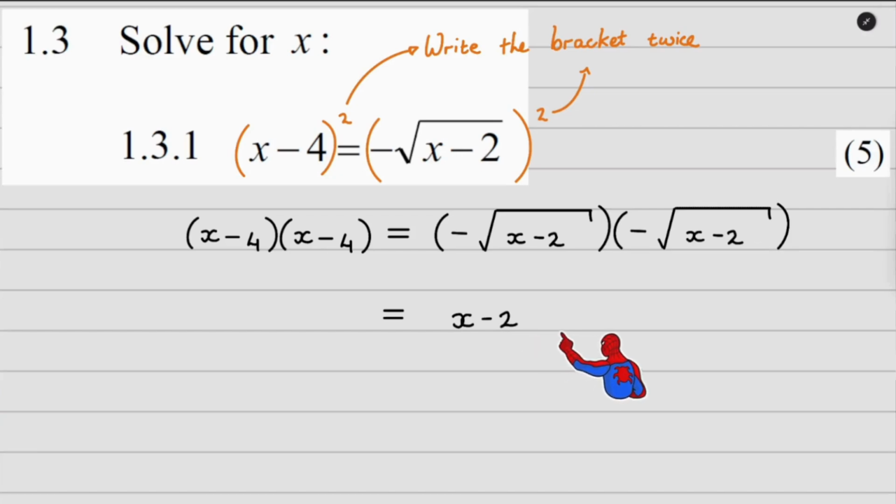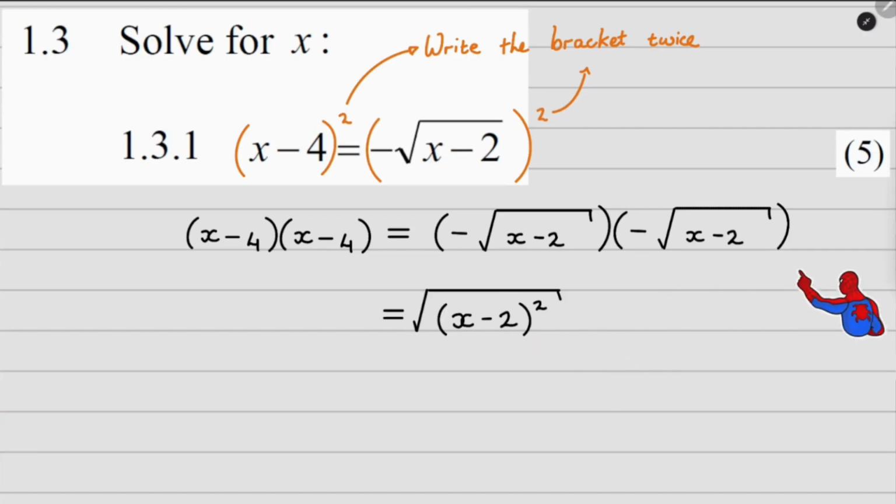Another good way to see it is like this. A minus times a minus is a plus, so that's why the minuses have disappeared. And then I multiply what's underneath the square roots. So I get that bracket squared, and then this square cancels with this third to give us what we previously had, x minus 2.